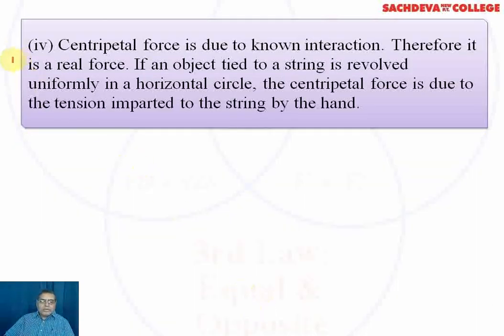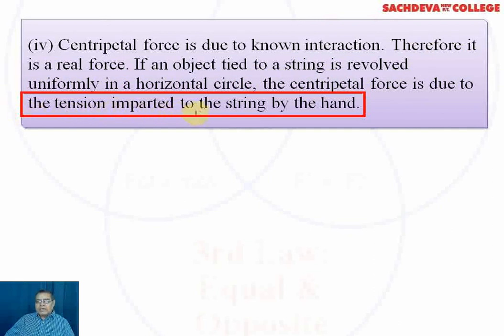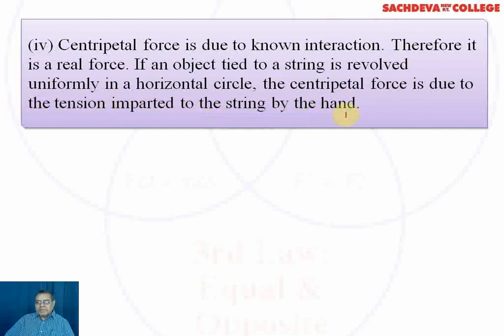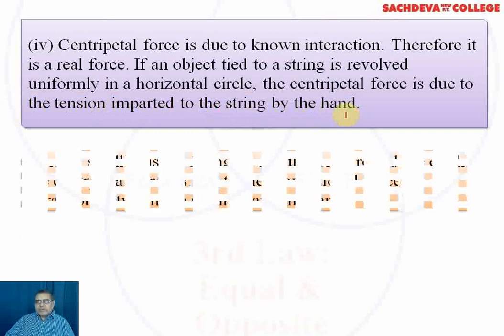Now the fourth point is centripetal force is due to the known interaction, that is the interaction between the center and the particle moving in circle. Therefore, it is a real force. If an object tied to string is revolved uniformly in horizontal circle, the centripetal force is due to the tension imparted to the string by the hand. So tension is responsible for providing the centripetal force.